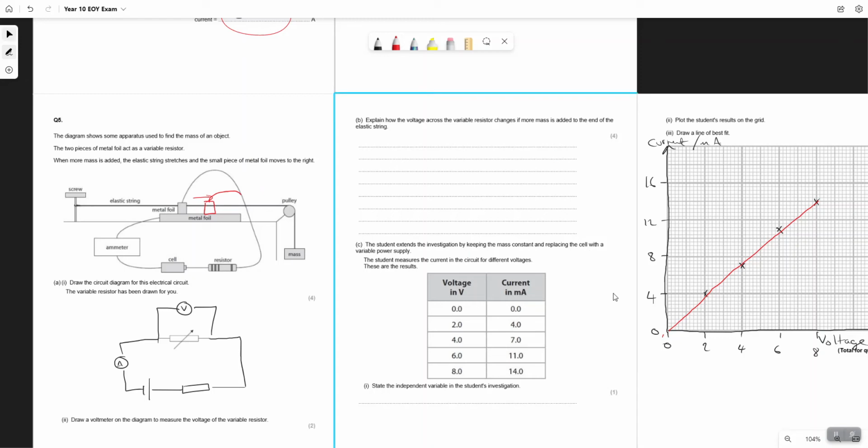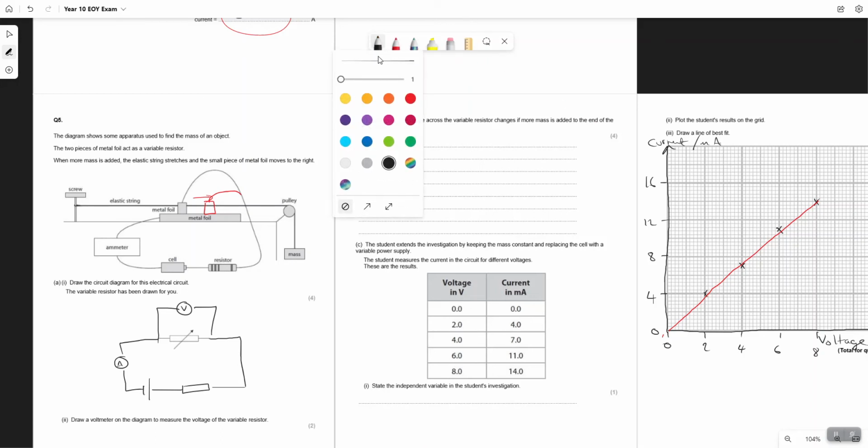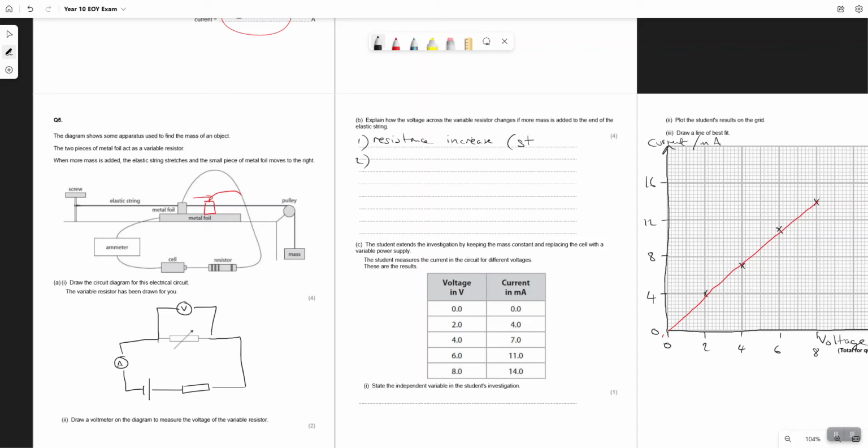Okay, so what are the marking points we can get? There's 4 marks available for any 4 of the following. So the first mark is that resistance will increase. So the second thing, we can say therefore the it allows you to say either, and that's of the stretchy resistor.